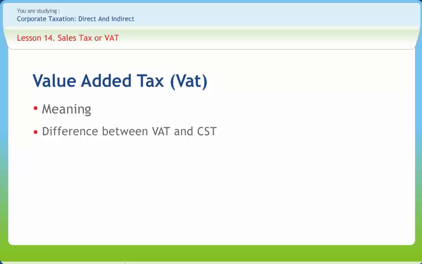Under VAT law, first, the dealer pays tax on the sale or purchase of goods. The subsequent dealer pays tax on the portion of the value added upon such goods. Thus, the tax burden is shared equally by the last dealer.